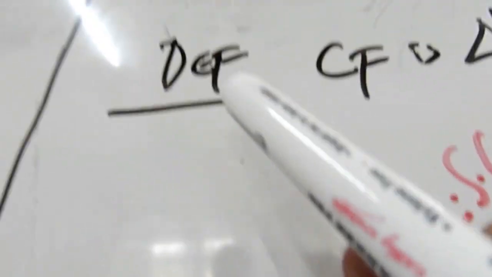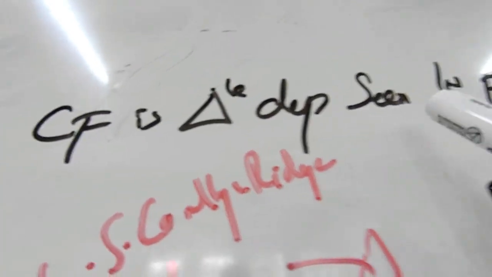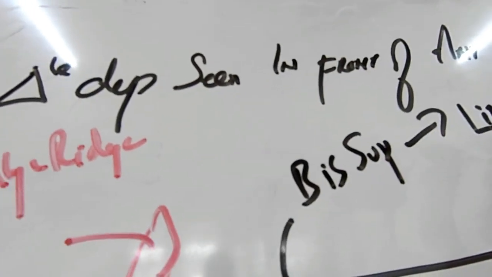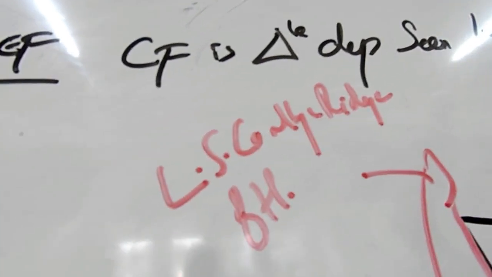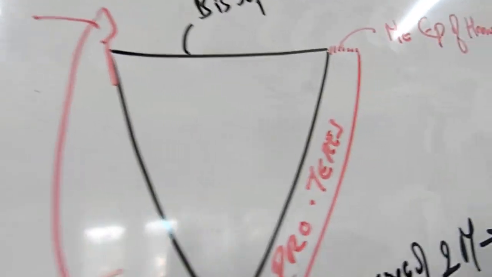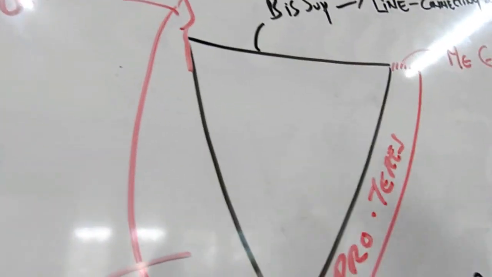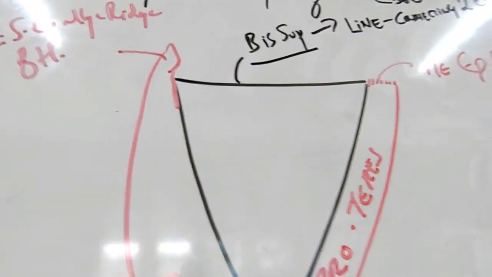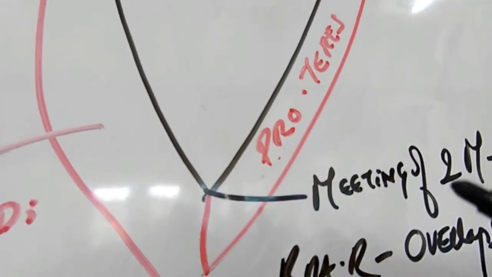How do you define it? It's a triangular depression seen in front of the anterior elbow. Obviously you have something behind the knee, that is the popliteal fossa. If this is the cubital fossa, it should be a triangular structure with a base as well as an apex. Let us study how it is formed.